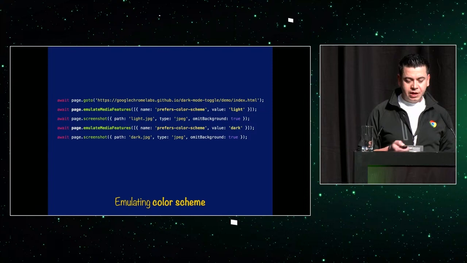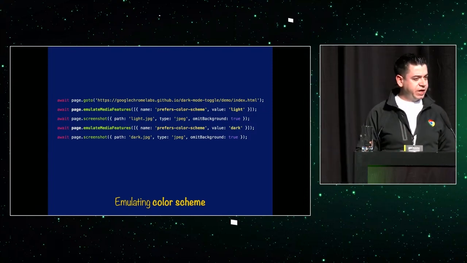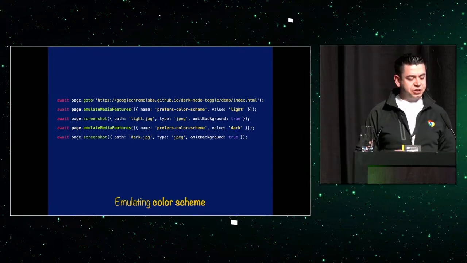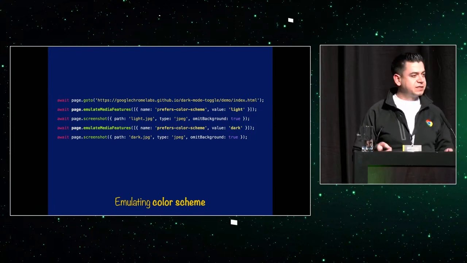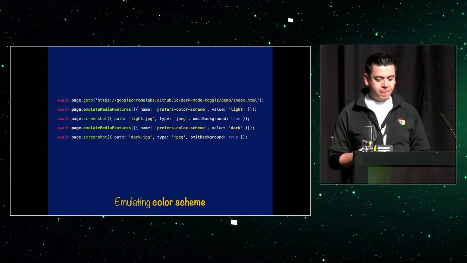In this scenario, we are actually calling this emulate media features API of the page, which helps me apply the prefers color scheme media feature. And then I can use the values light and dark to switch between light and dark theme. And I can take a snapshot of each to later compare with my visual regression tooling.